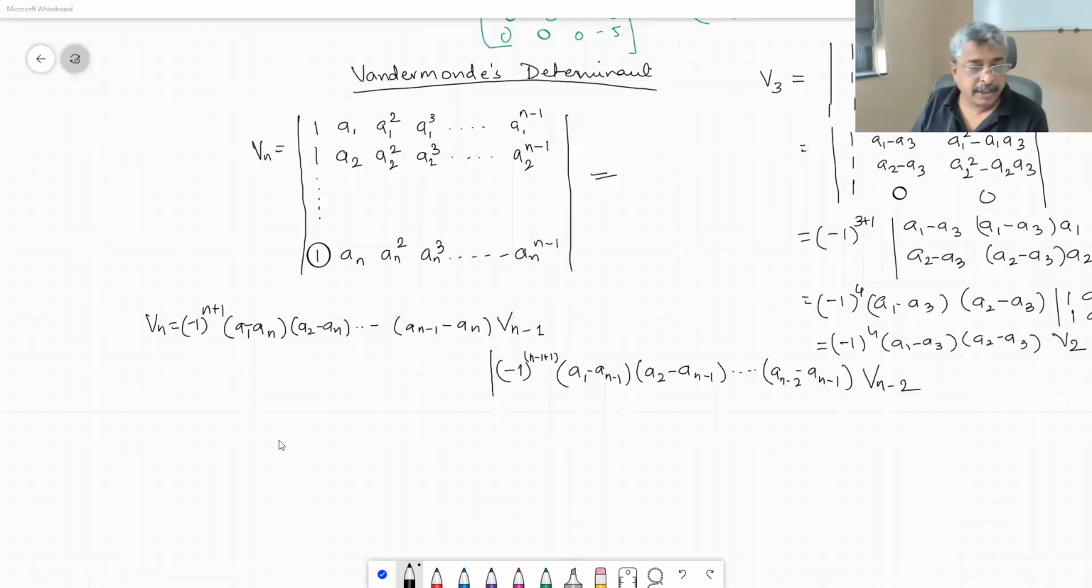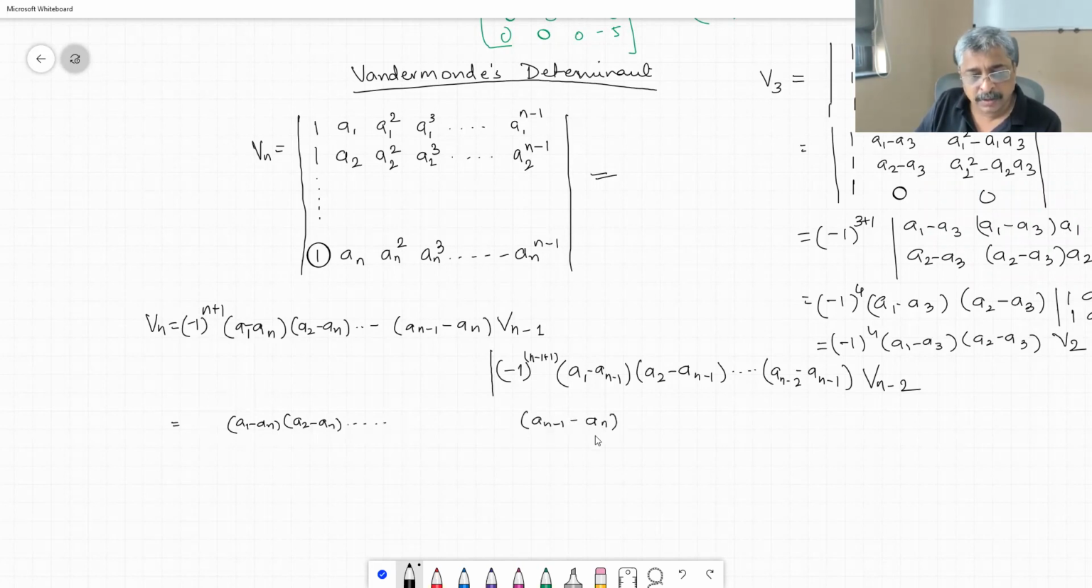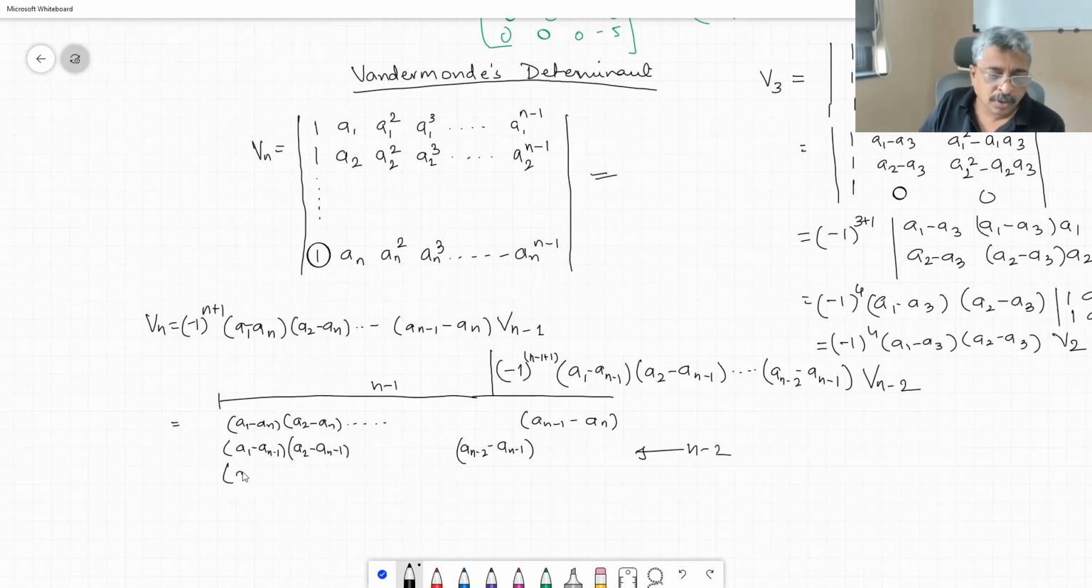If I really try to write all the brackets, then Vn would look like, let me keep this aside, we will figure it out finally: a1 minus an, a2 minus an, dot dot dot, the last is an minus 1 minus an. Then I will have a1 minus an minus 1, a2 minus an minus 1, and the last one will be an minus 2 minus an minus 1. So how many brackets do we have here? N minus 1. First row, how many brackets? N minus 1. Second row, how many brackets? N minus 2. Third row, a1 minus an minus 2, dot dot dot. Second last will be an minus 3 minus an minus 2.